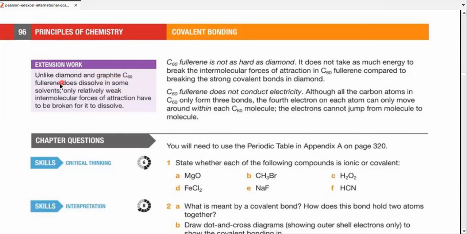Unlike diamond and graphite, C60 fullerene does dissolve in some solvents. Only weak intermolecular forces have to be broken, which are really easy to break. That's why C60 fullerene can dissolve in a few solvents.